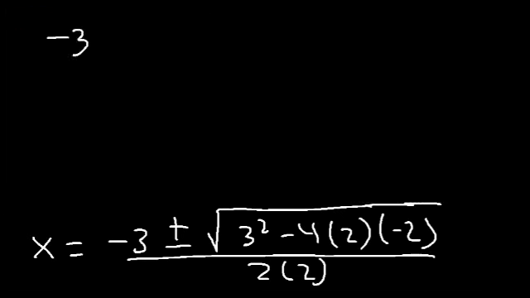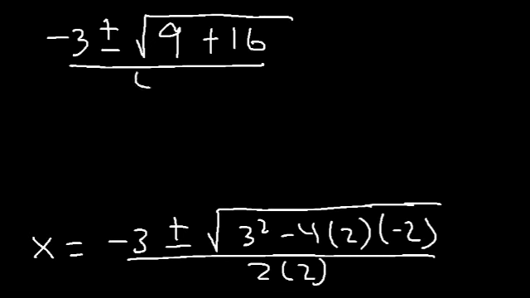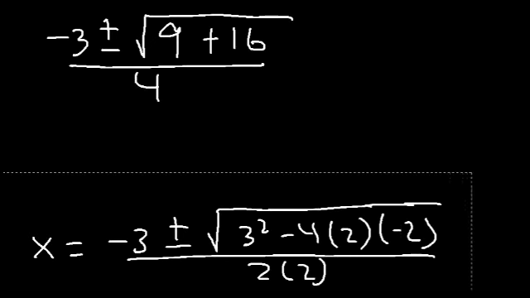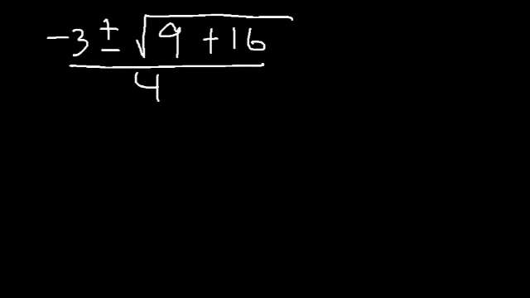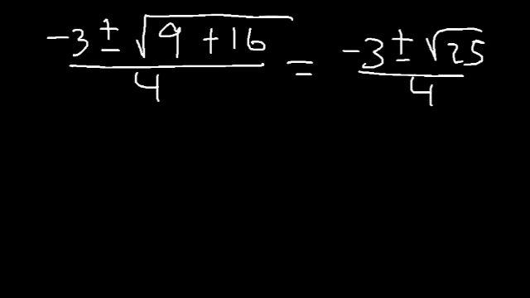So we have negative 3 plus or minus 3 squared, which is 9. Negative 4 times 2 is negative 8, and negative 8 times negative 2 is 16. On the bottom, 2 times 2 is 4. And 9 plus 16 is 25. And the square root of 25 is 5.